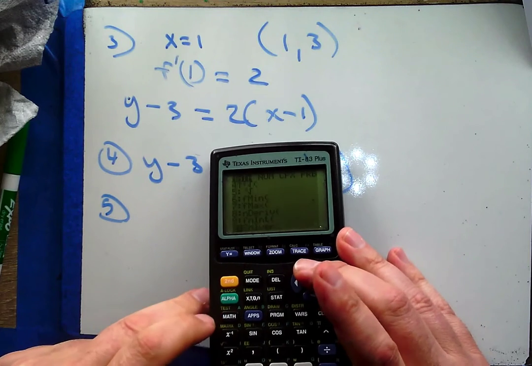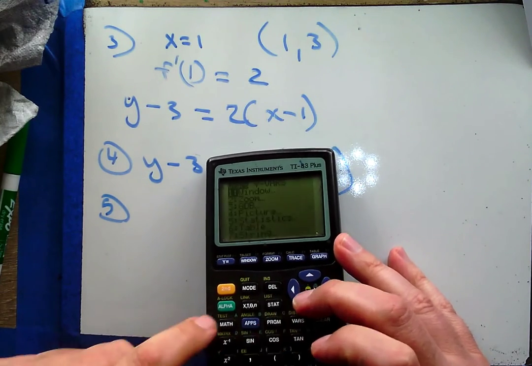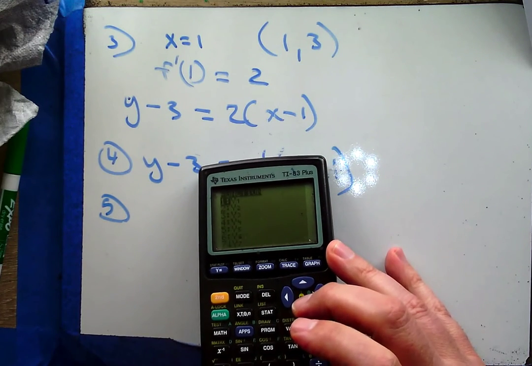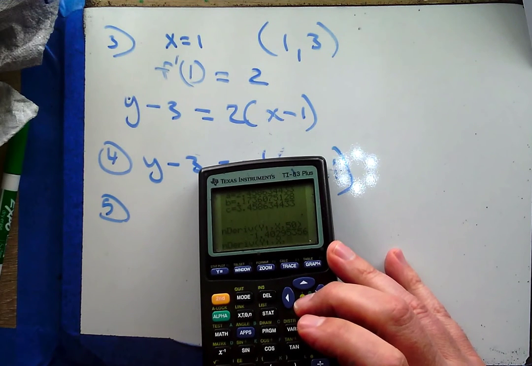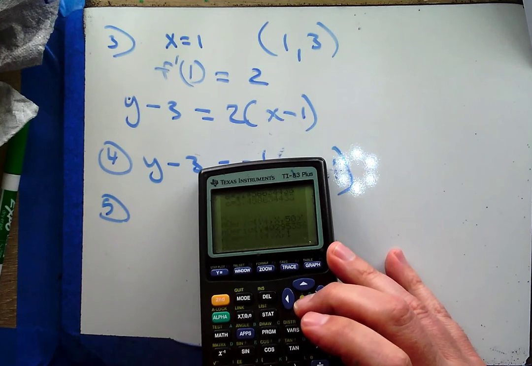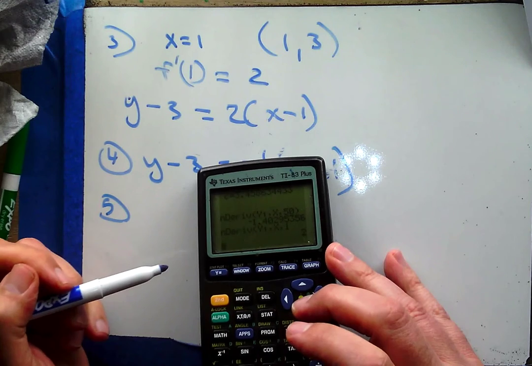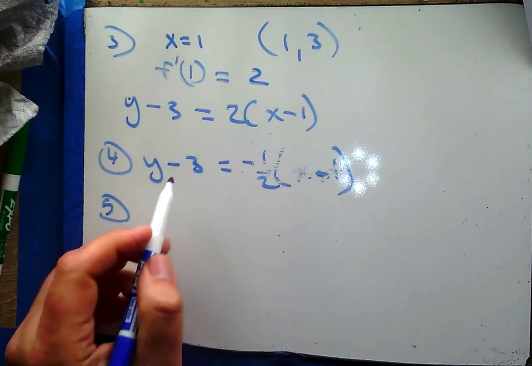So I'm going to do ender, which I know is different on your calculator if you have a new calculator. We still type in the same information, comma x, comma, and we want to know the slope at 1. Okay, and I get 2. Excellent.